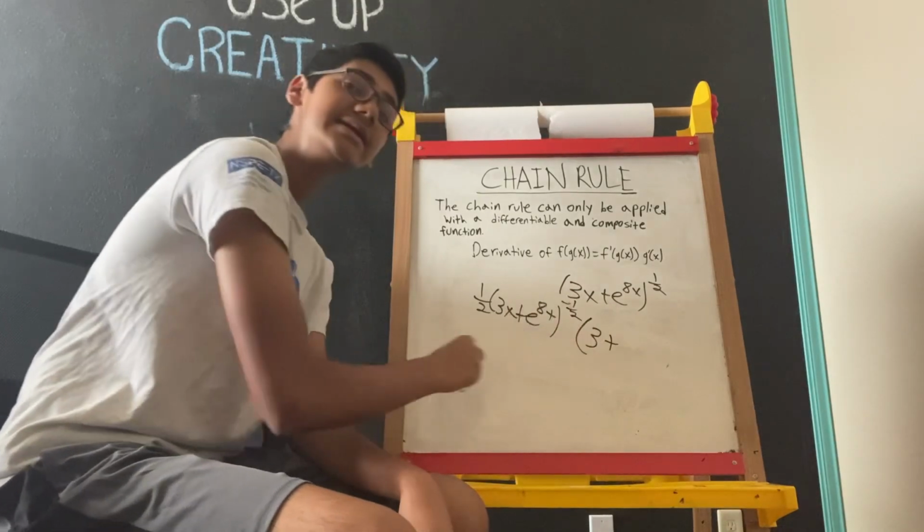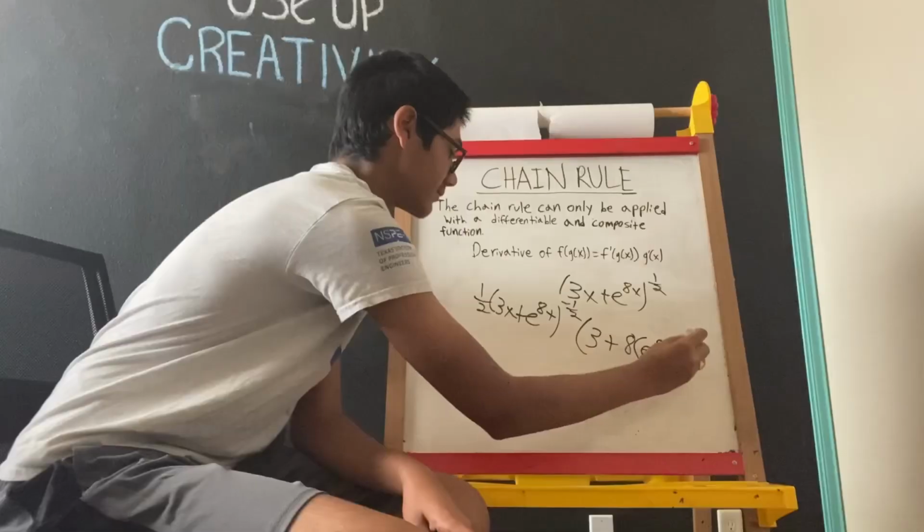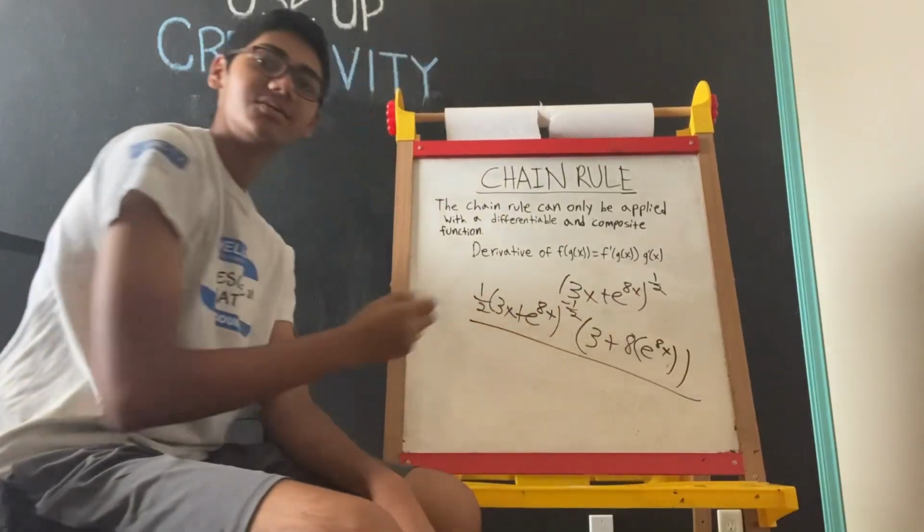Derivative of 3x is 3. And then derivative of e to the power of 8x is, using the formula, you figure out that derivative of 8x is 8. And you have to multiply that to the original equation, so it's 8 e to the power of 8x. And there is your answer.